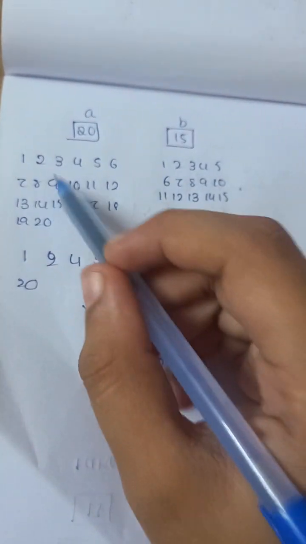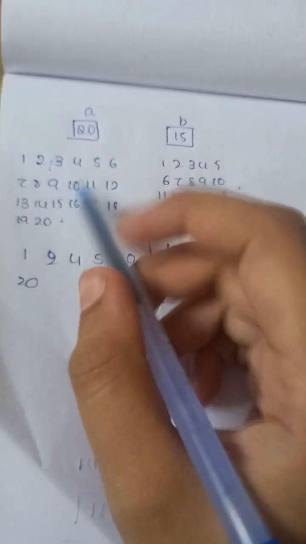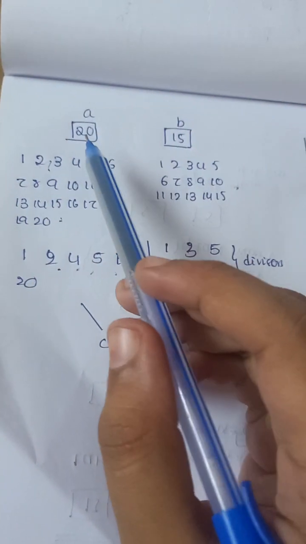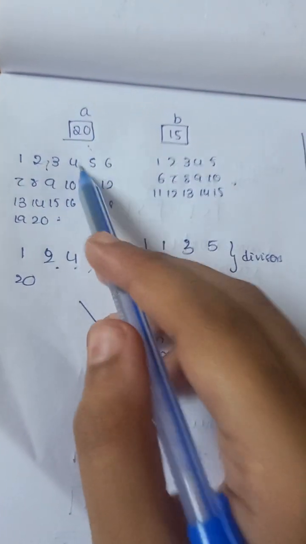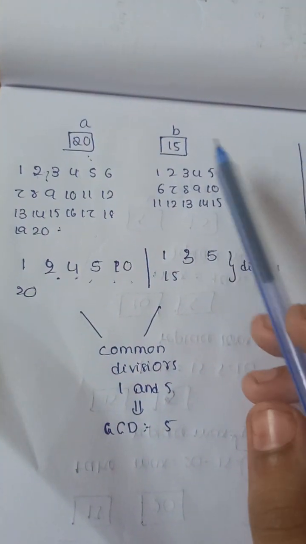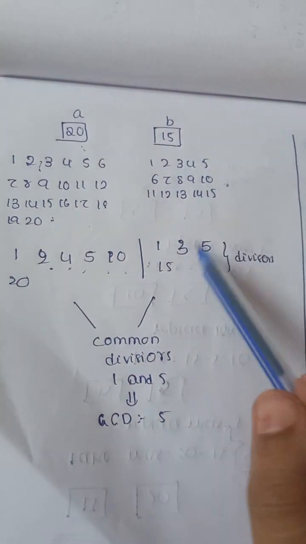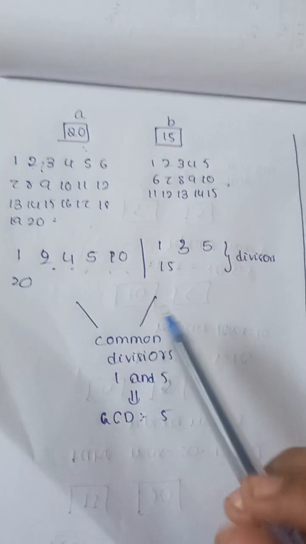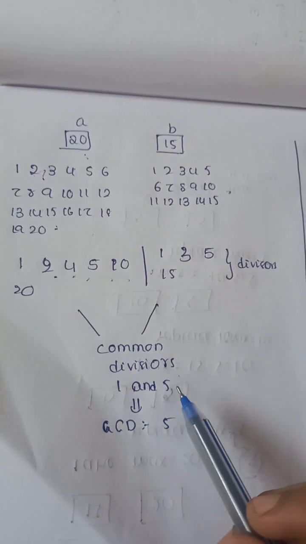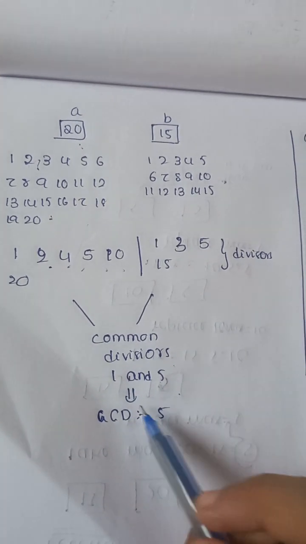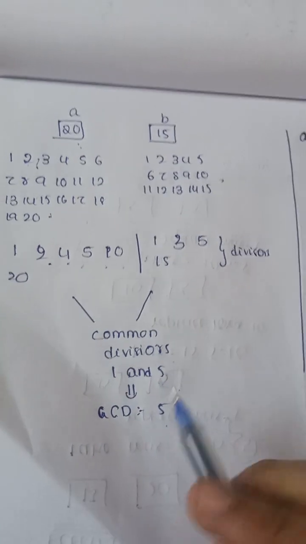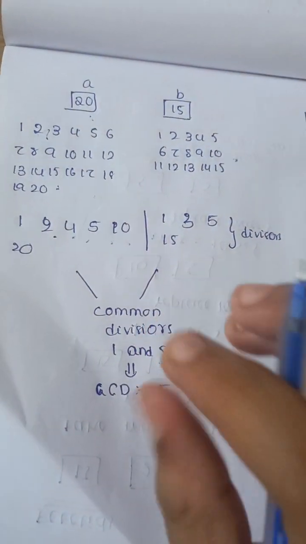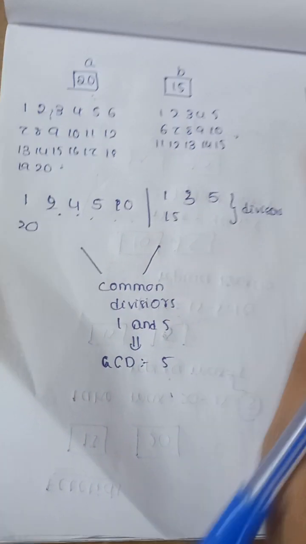Among 1 to 20, 1, 2, 4, 5 and so on are the perfectly divisible factors of 20, and among 1 to 15, 1, 3, 5, 15 are the divisors of 15. Among those, the common divisors are 1 and 5. Among 1 and 5, the greatest divisor is 5, and this is the GCD. In this way we can find the GCD of two numbers.